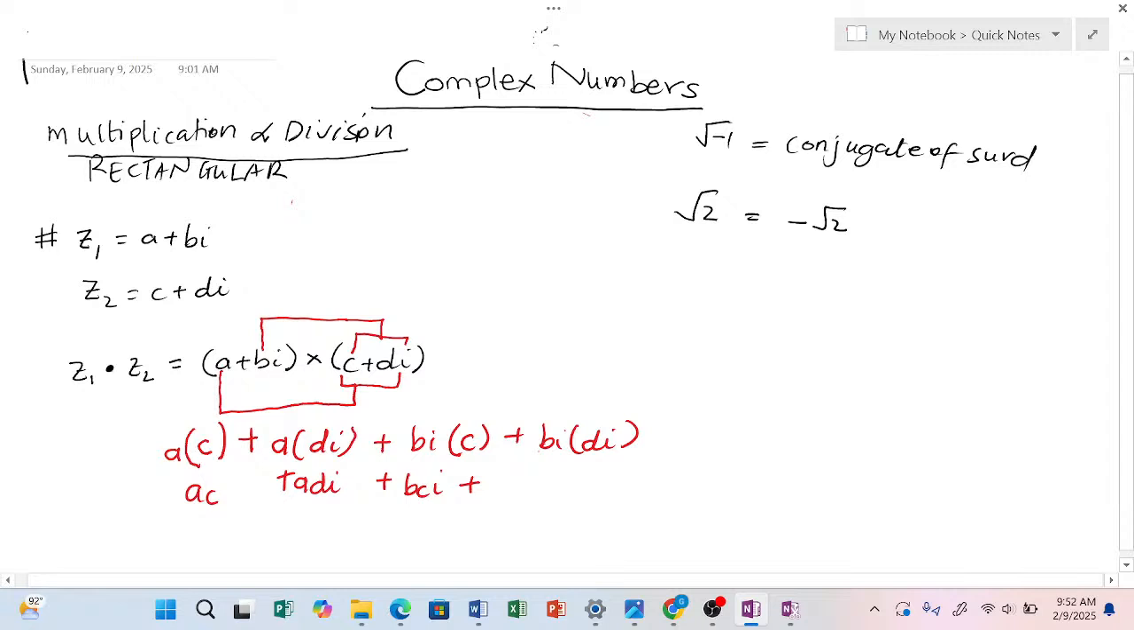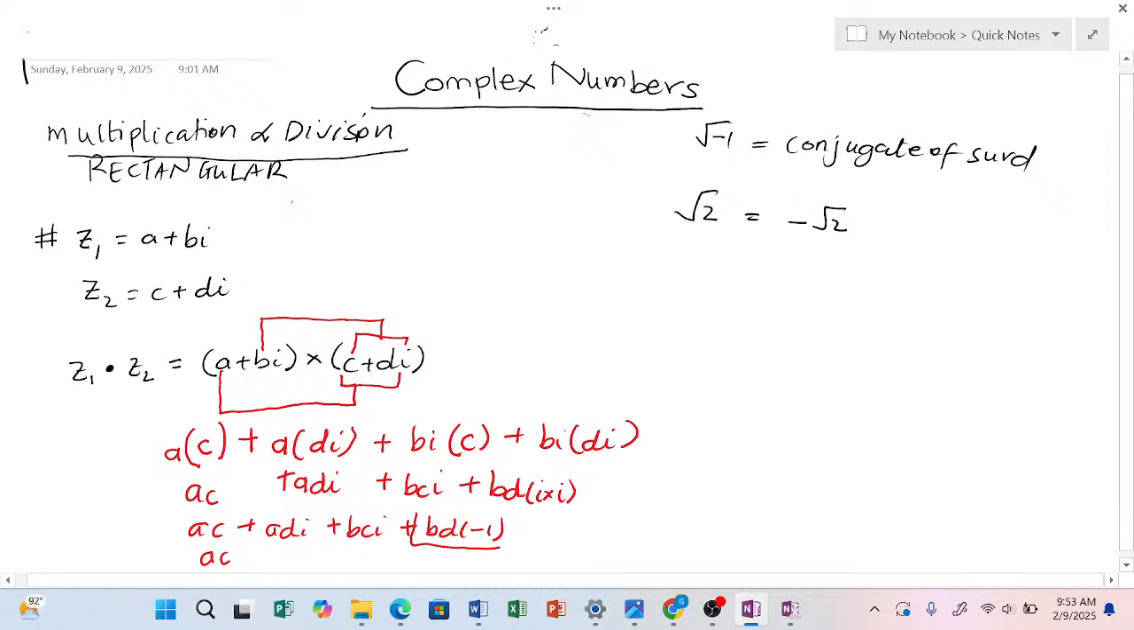Then here you've seen two imaginary numbers, so we are going to get b multiplying d, then I will multiply i. And so we are finally going to get ac plus adi plus bci plus bd times minus 1, because i by i, or i squared, is negative 1.